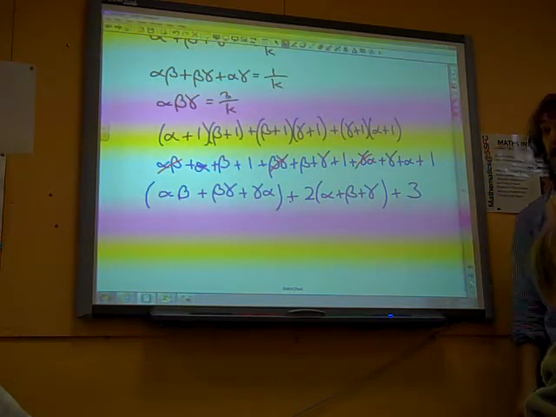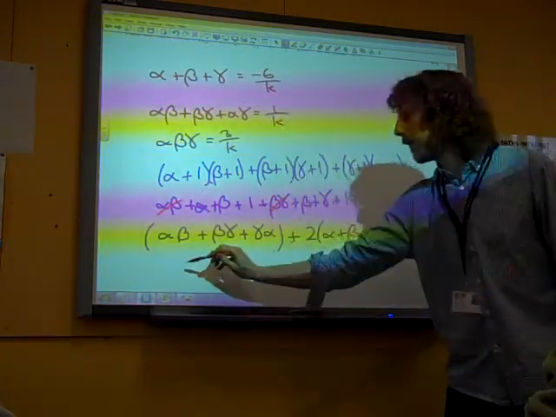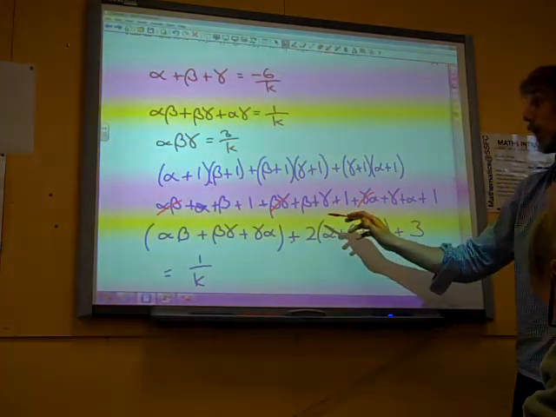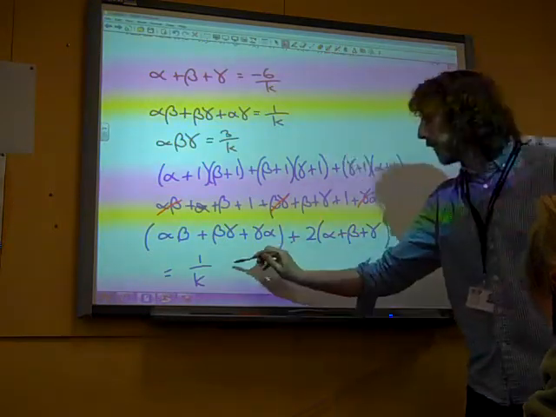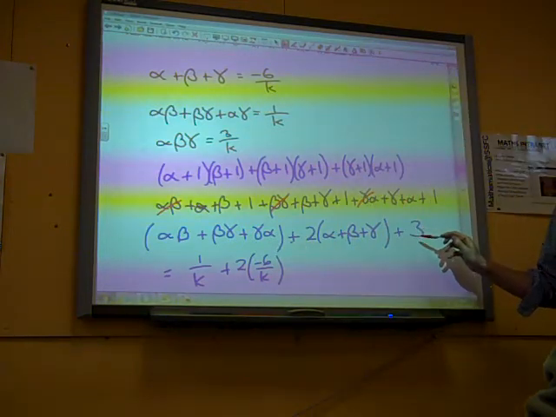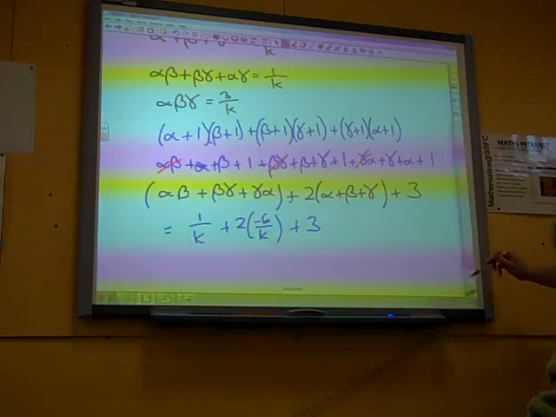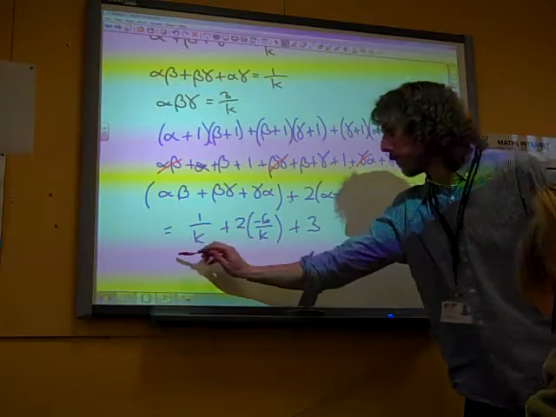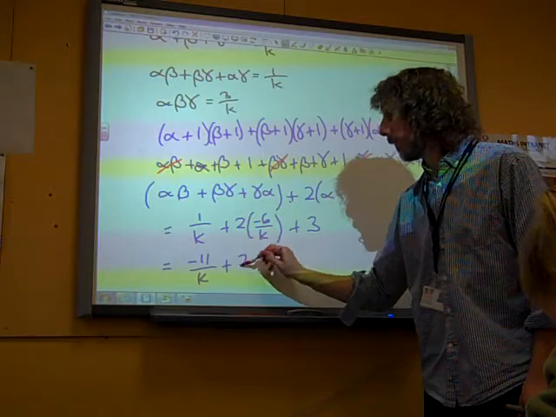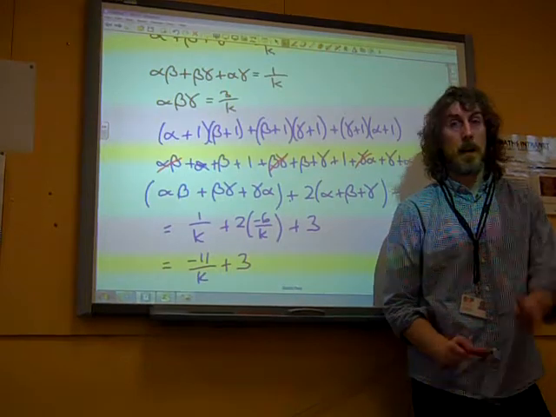Now in terms of what I started with, that bit is equal to 1 over k. That bit is equal to twice minus 6 over k. And that bit is equal to 3. Which gives me 1 over k, take away 12 over k, plus 3. And I wrote that's 3 minus 11 over k. So that's a bit better. Just hang on before you pause it.